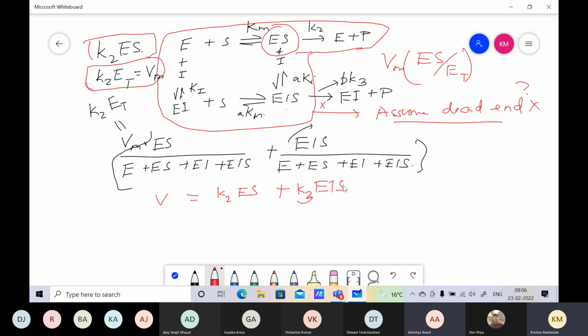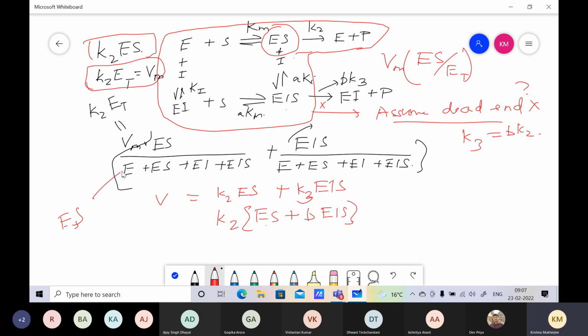Okay? Yes. K3, just for convenience, I am writing as equal to V K2. In which case it is K2 into ES plus V into EIS. Okay, and now we have to simply write ES in terms of ET.